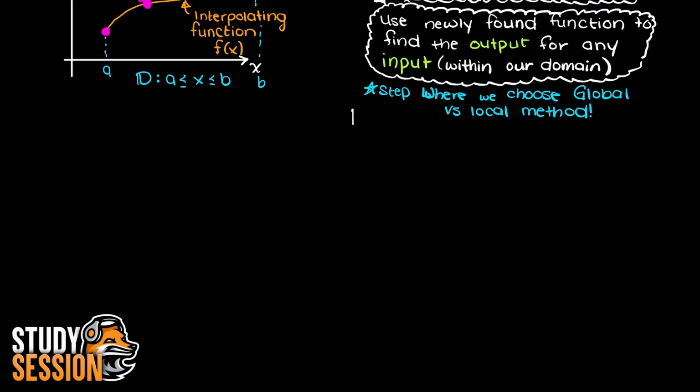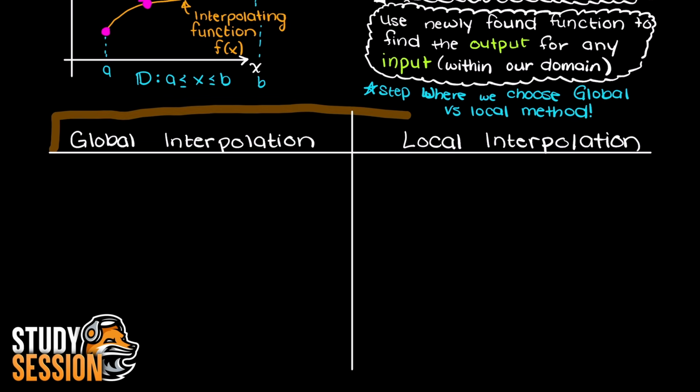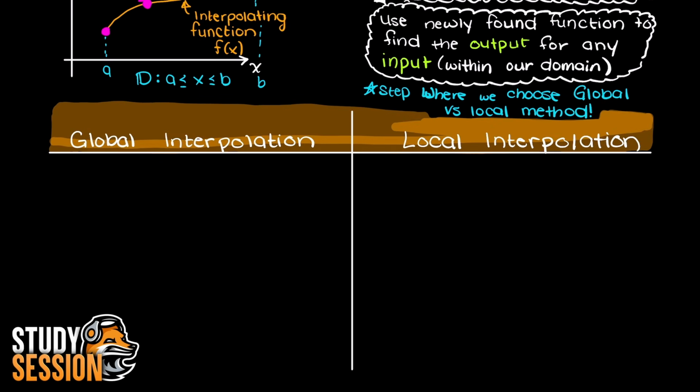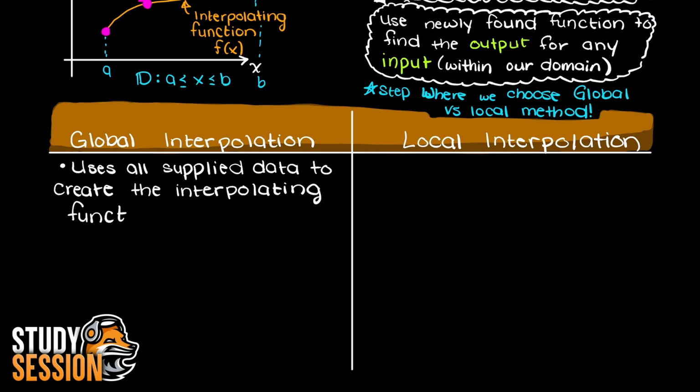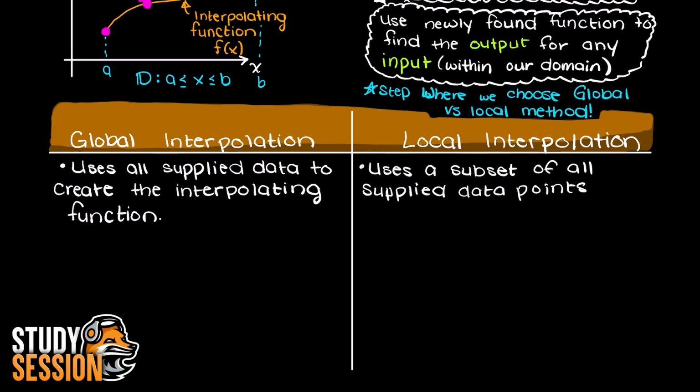Now we are ready to begin talking about global versus local interpolation methods. Let's begin with global interpolation methods, as we have already seen a couple of these. The key difference between global versus local interpolation methods is the amount of our dataset that we are going to use to find the interpolating polynomial. A global interpolation method is going to use all possible data points to find its interpolating polynomial, whereas a local interpolation method is just going to use a subset of that total data.